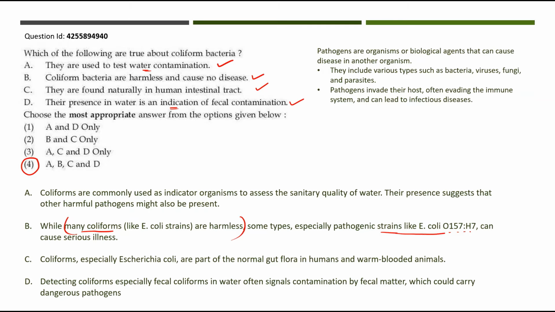Pathogens invade their host, often evading the immune system and can lead to infectious diseases. If they are getting into a human, they will first try to destroy the immune system and through that only they will spread the infection. So this is just an idea about pathogens because we are using the terms here in explanation. So I thought it will be useful for you.